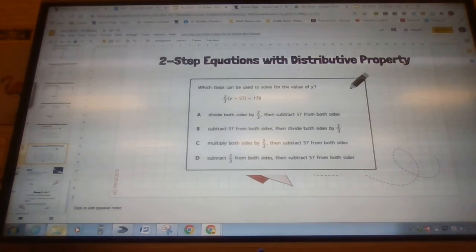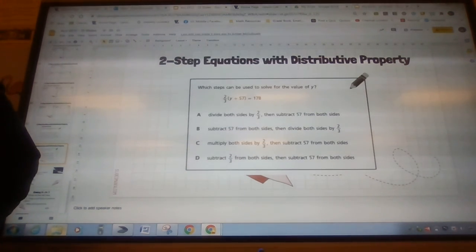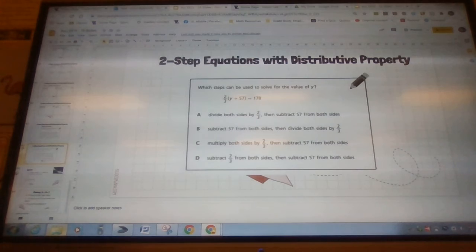Which steps can be used to solve for the value of y? We'll do the same thing. You can divide both sides by 2/3 and then subtract 57 from both sides, and you're going to get the same answer. Doing it the division way seems faster.